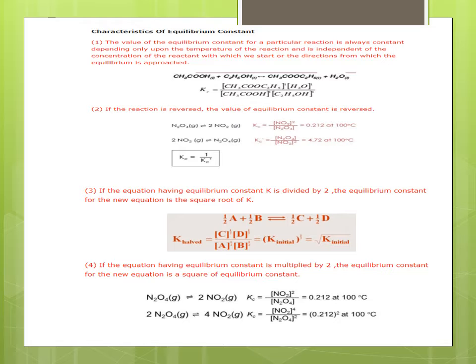Fourth point, if the equation having equilibrium constant K is multiplied by 2, then the equilibrium constant will become square of the earlier. The new equation will have the square of the equilibrium constant. Taking again the example, 2N2O4 gives 4NO2. Then Kc will be what? It will be the square of the earlier equilibrium constant. Means now it will be concentration of NO2 raised to power 4 divided by concentration of N2O4 squared.